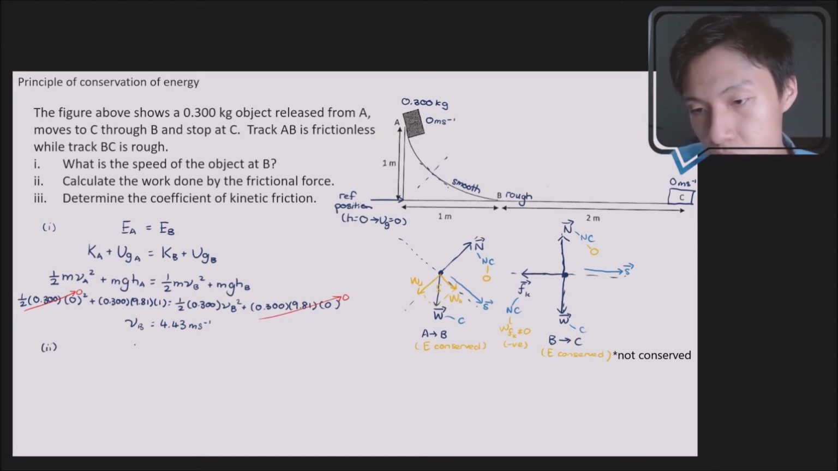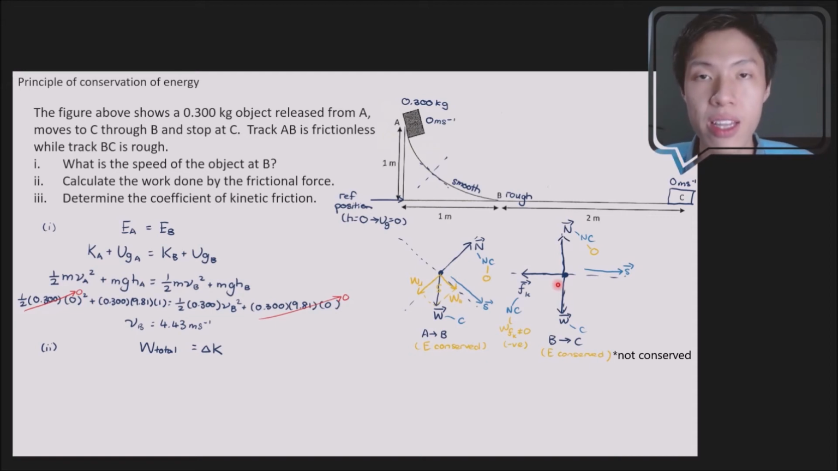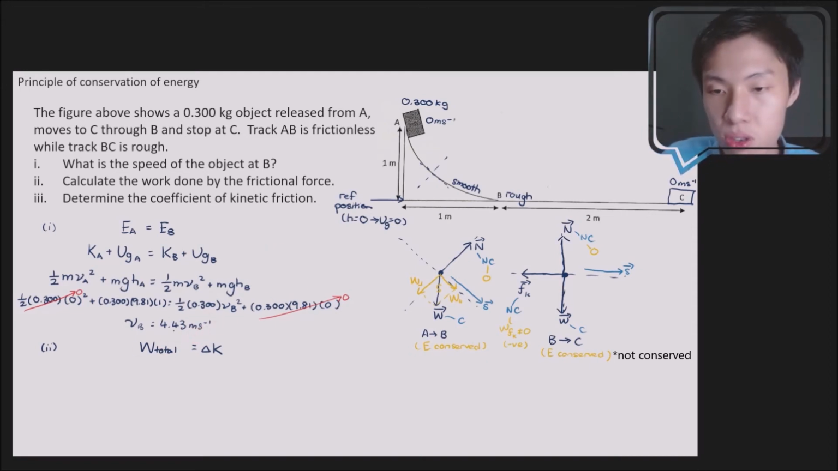So the approach is the work energy theorem. You should expect work done total to be equal to the change of kinetic energy. And if you see work done total, you should draw a free body diagram to show what forces are acting on the object. Because all the forces here will contribute different amounts of work done, and if you sum them up, that will be your work done total. Okay, so let's do that.